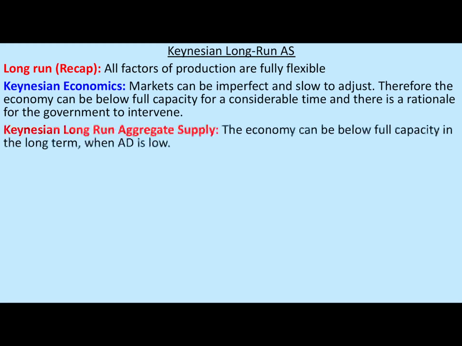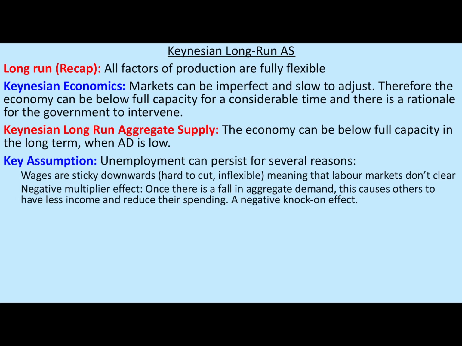The Keynesian long run aggregate supply curve tells us that the economy can be below full capacity into the long run. So we can operate at a level of output Y, which is below our level of output YFE that occurs at full employment. This is the case when aggregate demand is low.